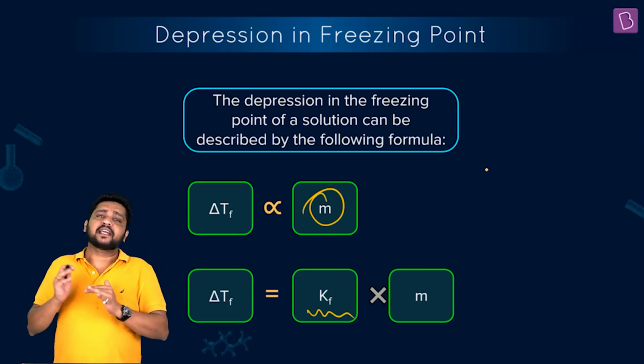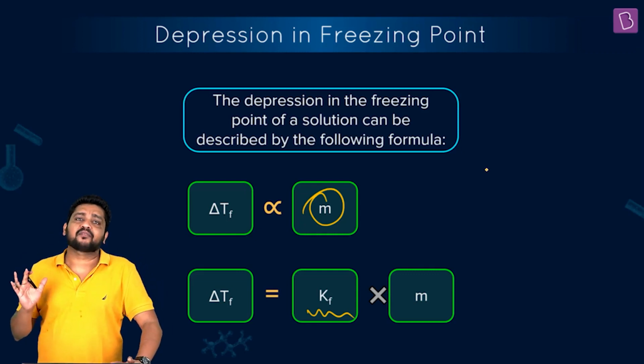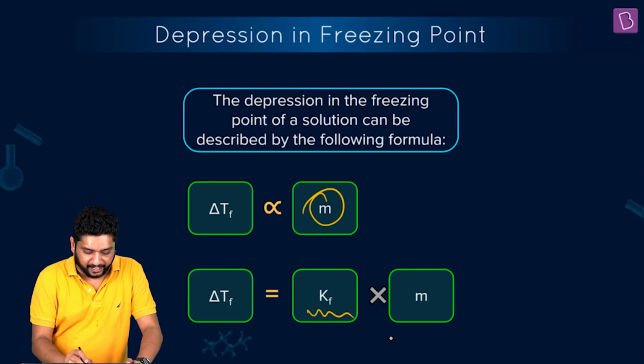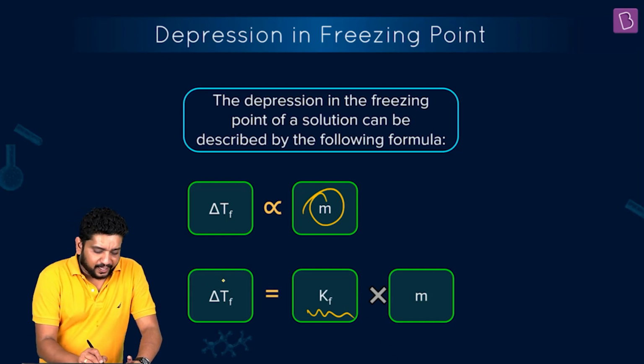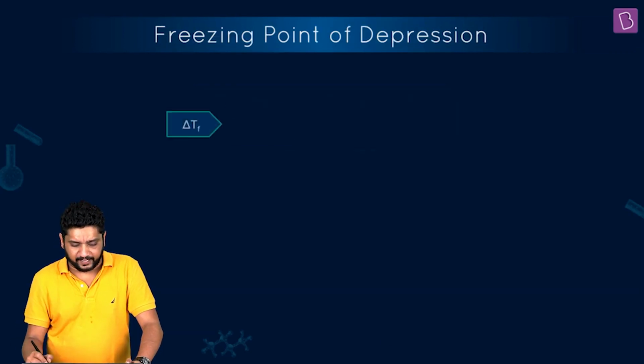NEET doesn't ask you too many complex things. Very simple, direct formula-based questions are what we have in hand here. So the thing is, delta TF is asked. We have been given the value of KF and we have also been given the value of molality, right?